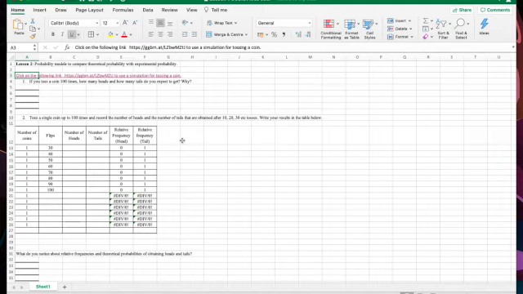Does that always happen? Like if I toss a coin, say 100 times, am I likely to get 50 heads and 50 tails? The number of heads that I get after tossing a coin divided by the number of times that I tossed the coin is called the relative frequency.